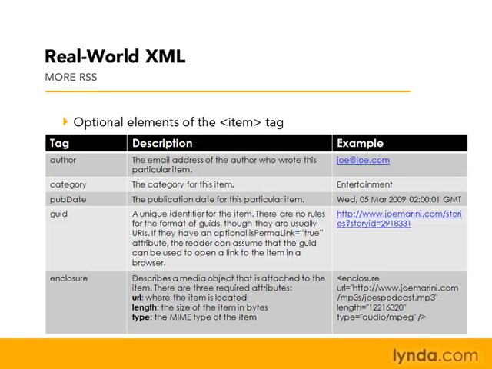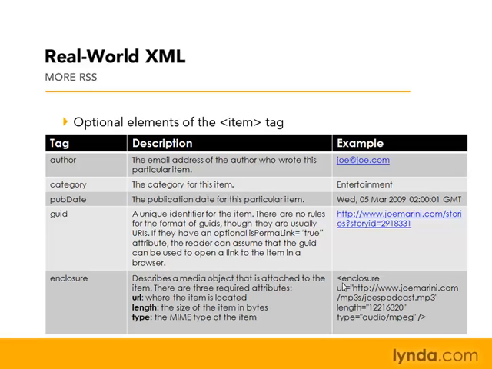And then finally, there's the enclosure optional element, which describes a media object that is attached to the item. This is how podcasting is achieved. There are 3 required attributes if you're going to use the enclosure. There's a URL attribute, which indicates where the item is located on the internet. And you can see I've got an example over here.